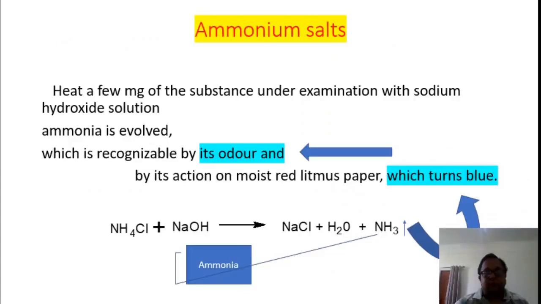The next cation is ammonium. To test the ammonium cation, a small amount of the substance is treated with sodium hydroxide solution. This treatment of the substance with sodium hydroxide produces ammonia.